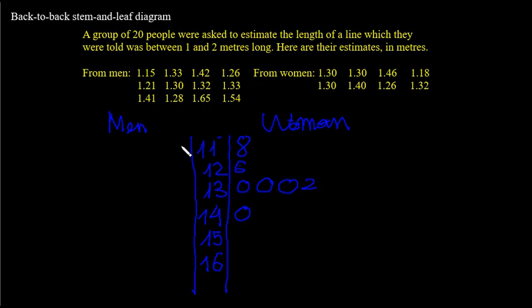So for man, the smallest one was 1.15. Next we have 1, 6, and 8. I write it this way because they are written this way, from right to left, because when we see it this side, we can read from left to right, but when we write something from this part, we have to write from right to left.